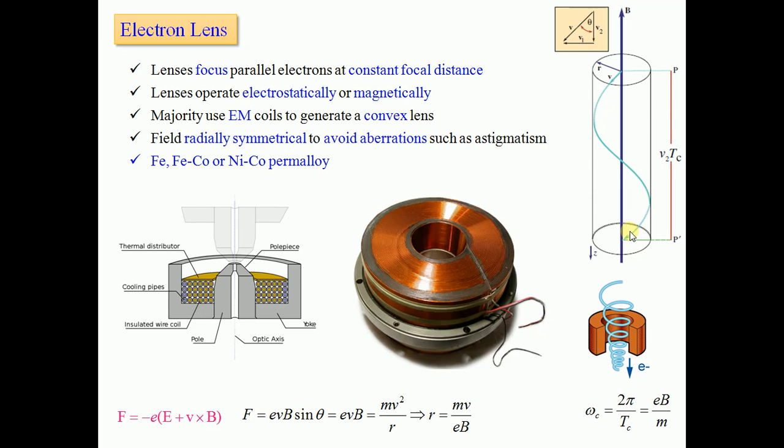And the majority use electromagnetic coils to generate convex types of lenses. We know there are two types, convex and concave. Convex means focusing, is it not? So radially symmetrical fields are applied to avoid aberration. Aberration and astigmatism are terms from optics, and it is out of scope of my lecture to explain what is meant by aberration and astigmatism. Generally, materials like iron, or alloys of iron and cobalt, nickel and cobalt, permalloy, are used for formation of these electron lenses.